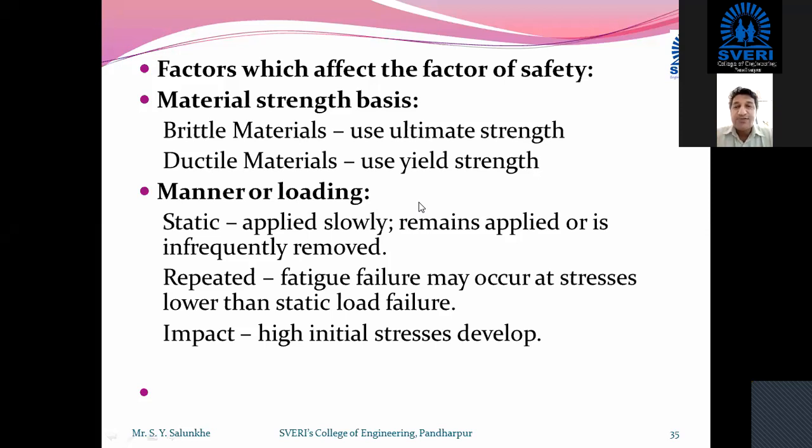So what are the basic things which the designer has to consider while deciding the factor of safety? The first point is material strength. He has to understand which type of material it is. He can calculate the tensile stress, or do an experiment, the tensile test, and come to know whether the material he has selected for that particular component is brittle material or ductile material. Based on that you decide the factor of safety.